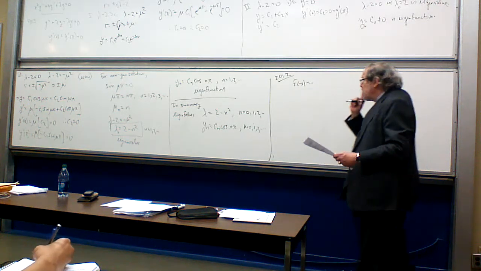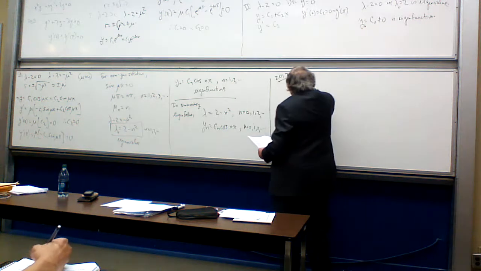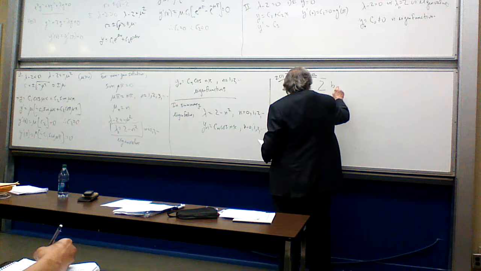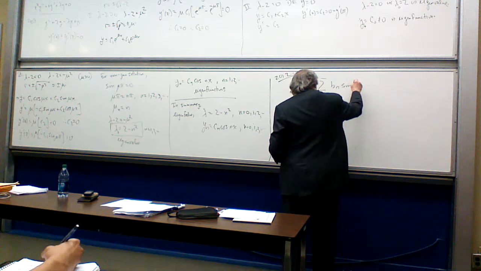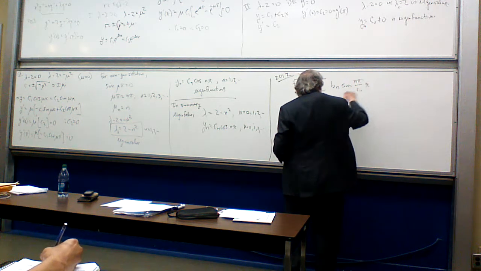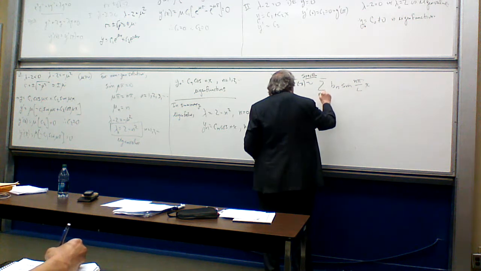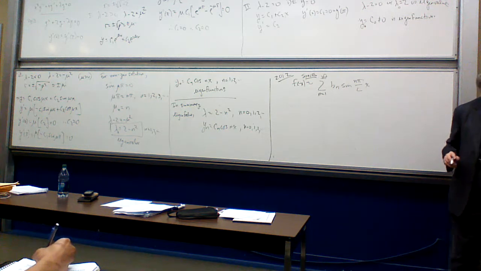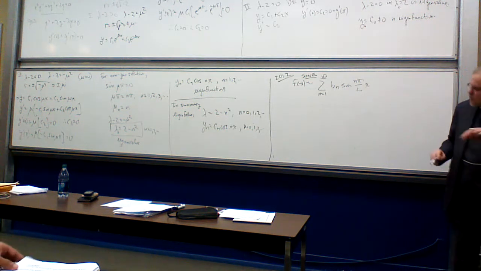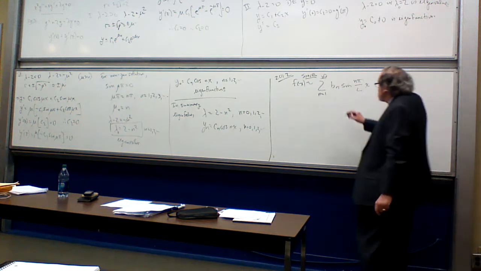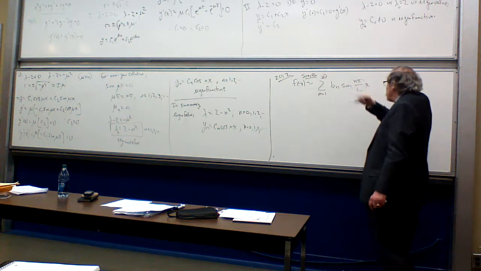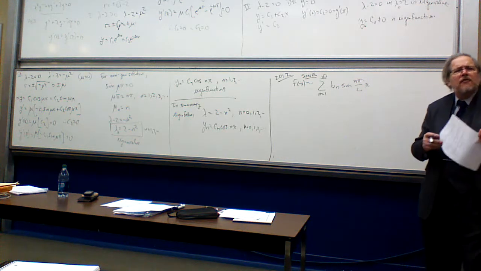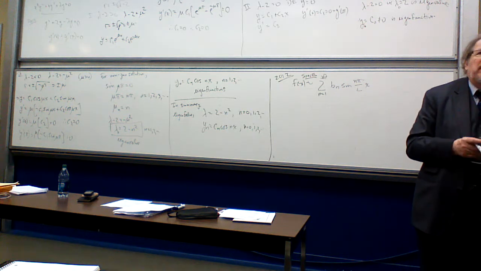So the idea for the sine series is that the basic form of the series is this: coefficient b sub n times the sine of n pi x over L. Now, first of all, L you identify from the statement of the problem.